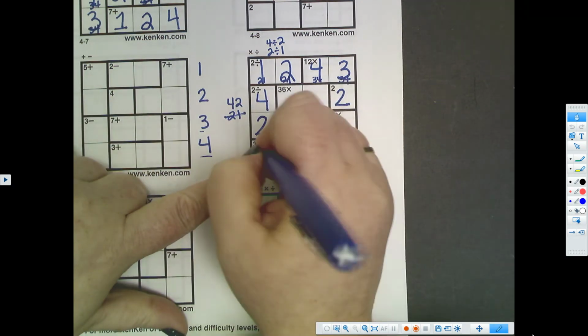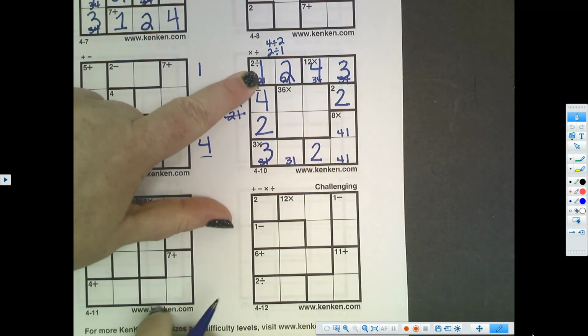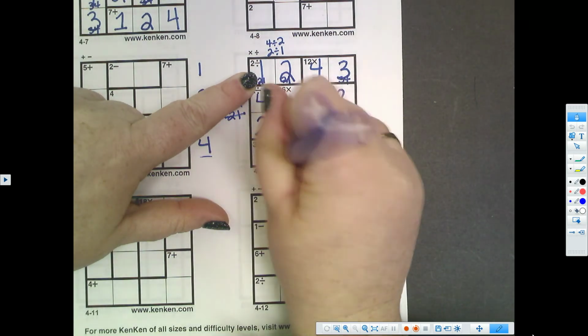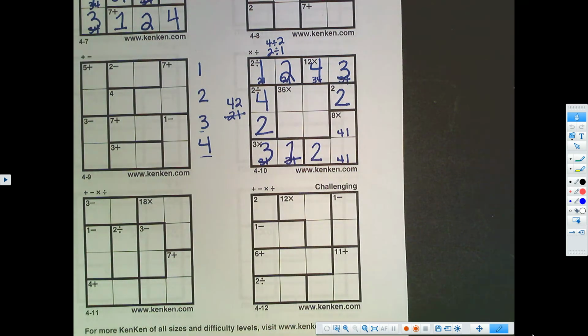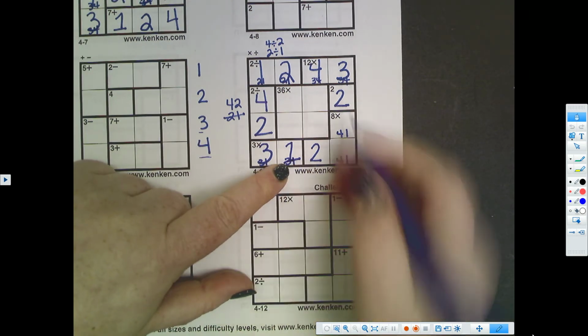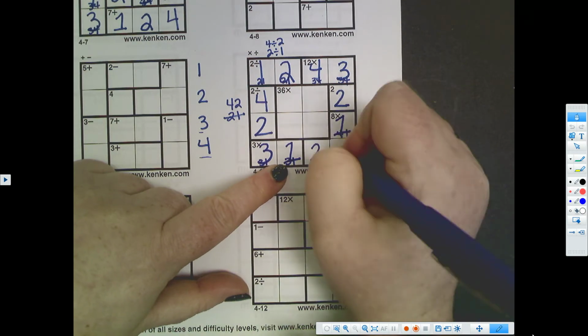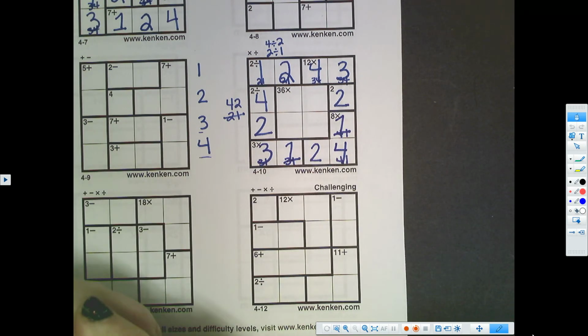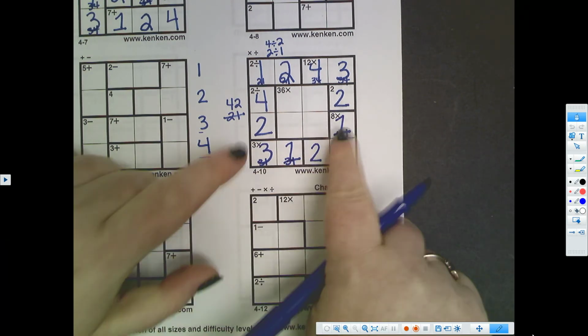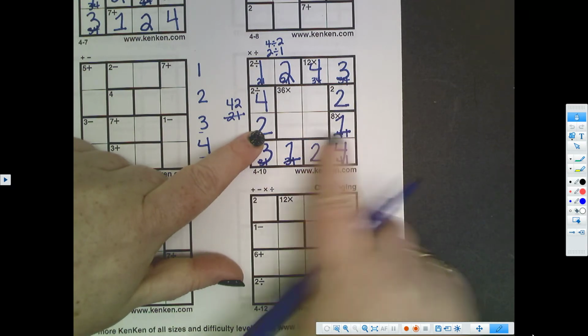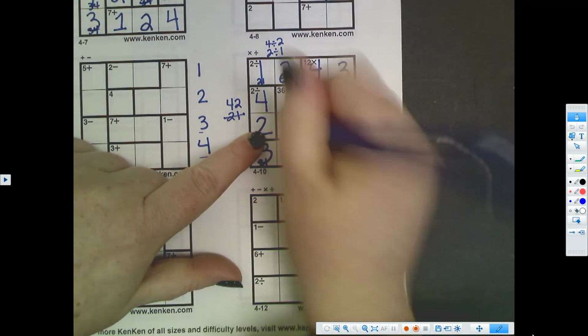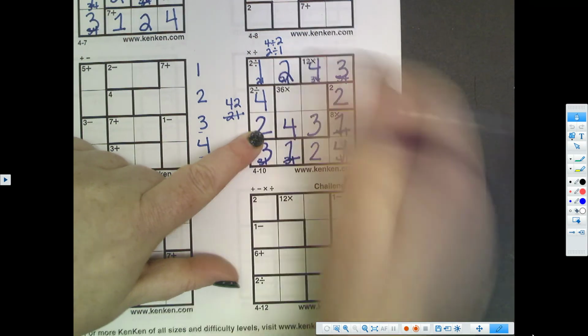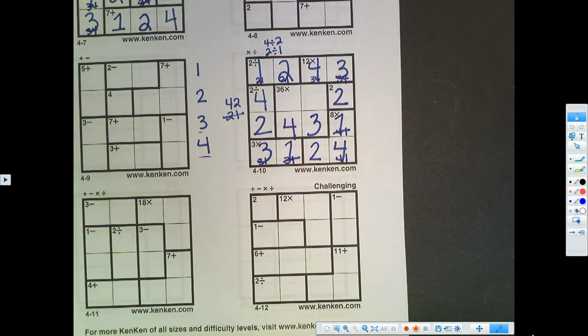Now the 3, because of this 1, and this one becomes the 1. So because of this 1 has to be the 1. This one has to be the 4. So 1, 2, I'm missing a 3 and a 4 left. I've already got a 4. So 4 times 3. 4 times 3 is 12. And I know 12 times 3 is 36.